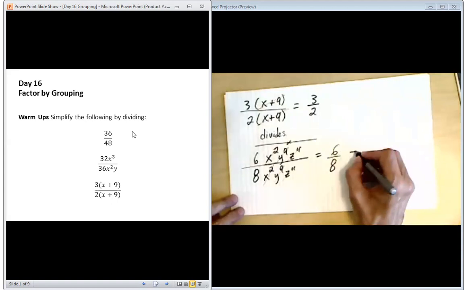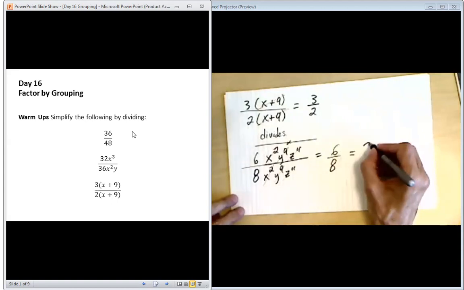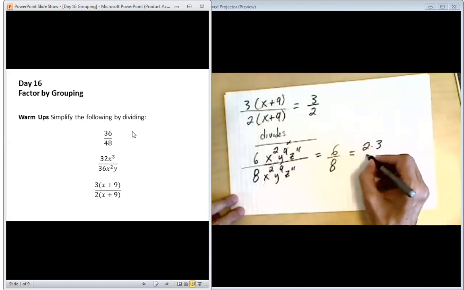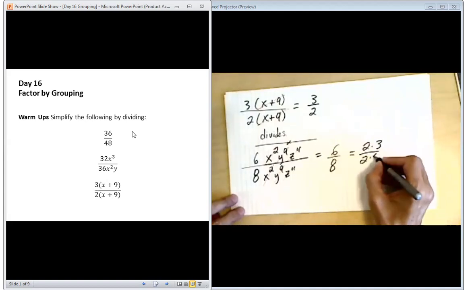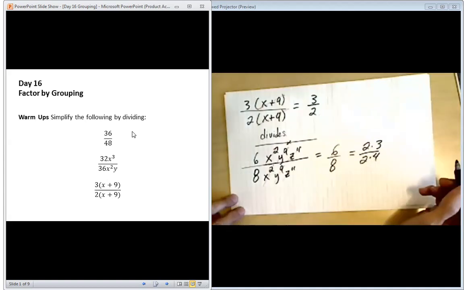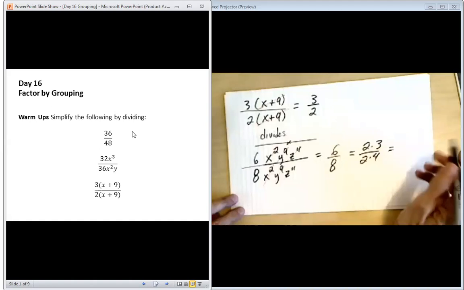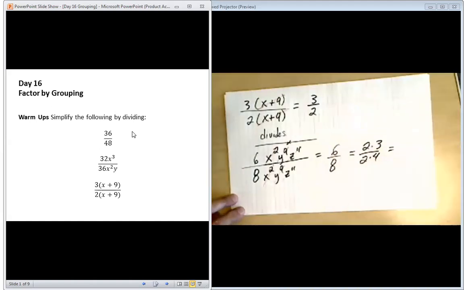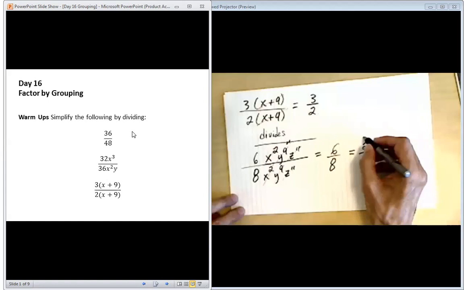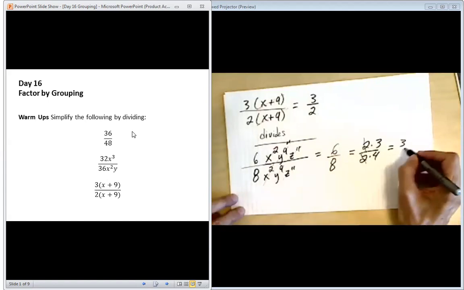You can split these up just to show you. 6 is the same as 2 and 3. 8 is the same as, we can say 2 and 4, or 2, 2, 2. Same on the top, same on the bottom. Yeah, 2 and 2 is done. And it becomes 3 and 4. Final answer, 3 over 4, right?